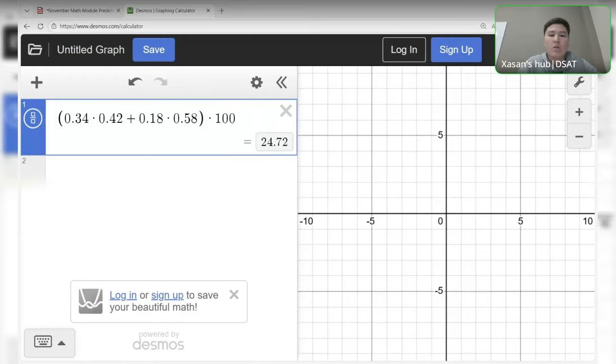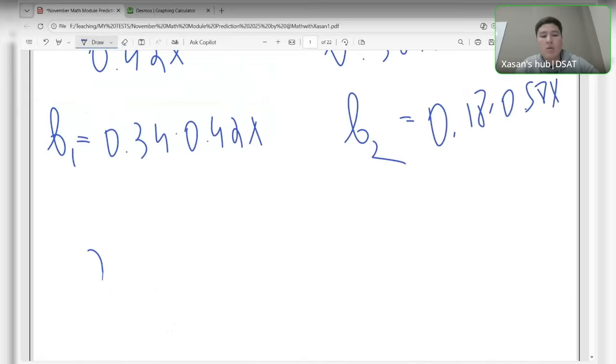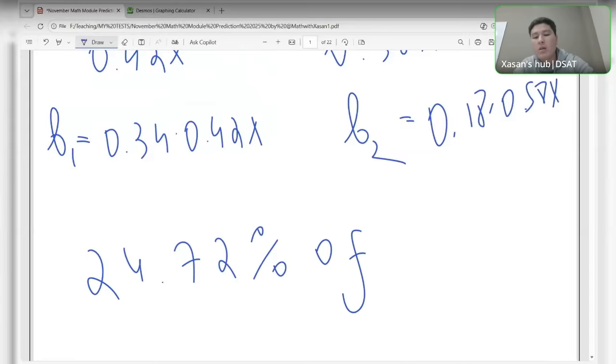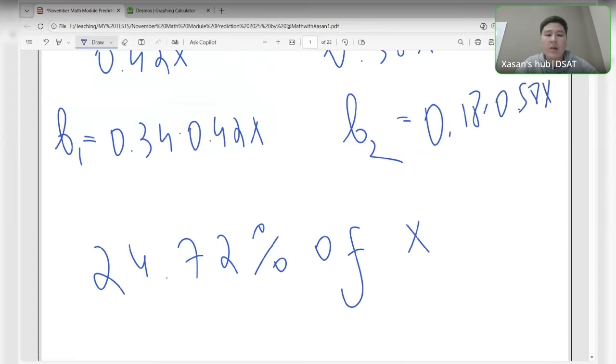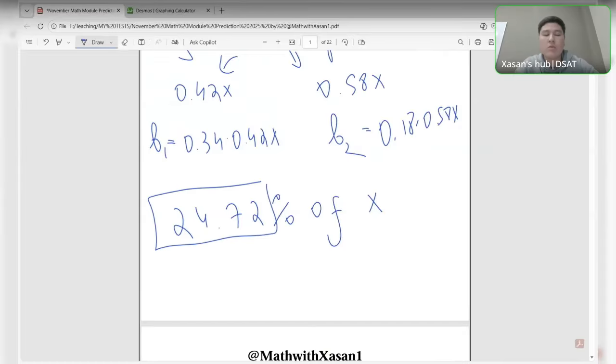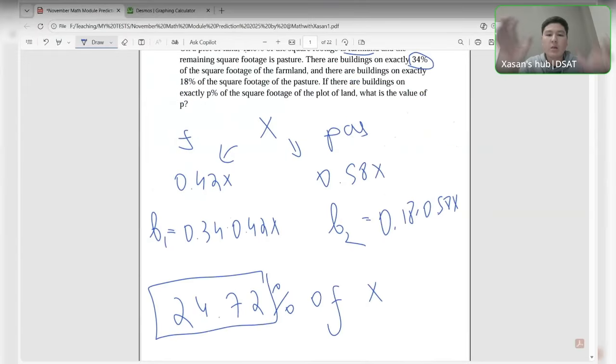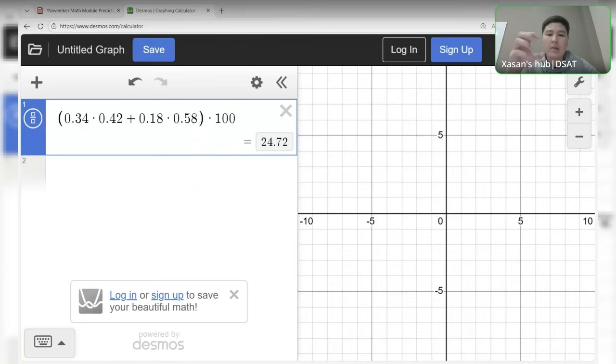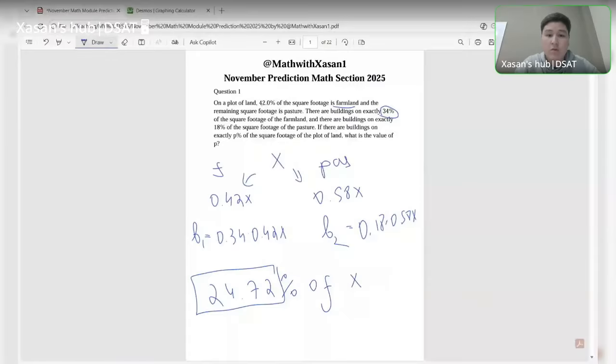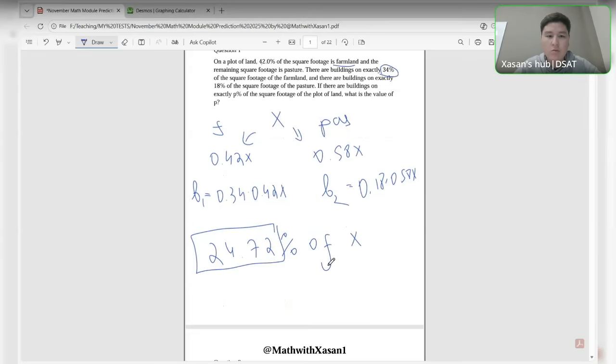So what did we conclude, guys? 24.72% of X is the buildings. So the final answer is 24.72. That's all. We're just finding the two percentages and adding, and then the answer is 24.72. That's all. So, and then we can move on to question 2.